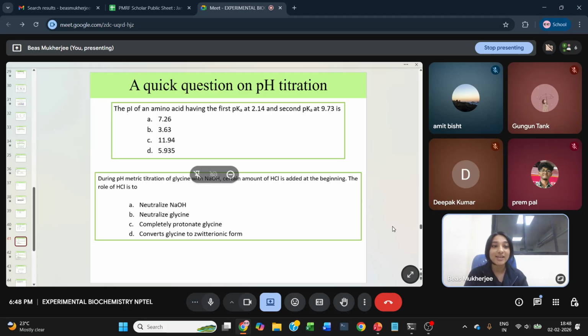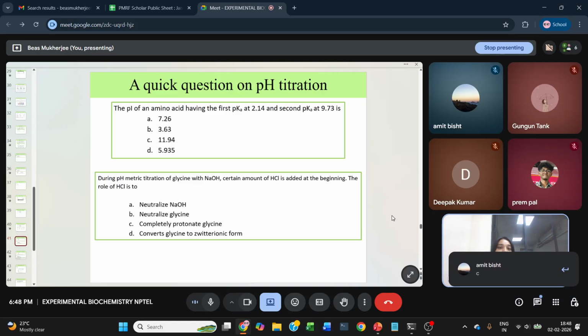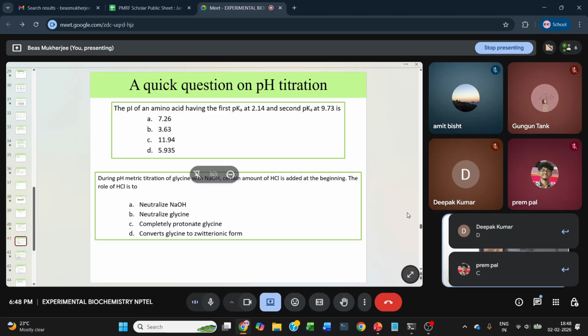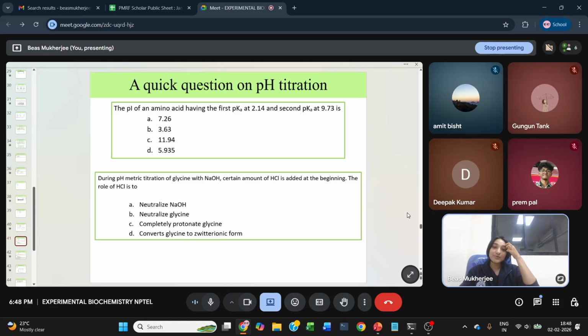Okay, so we have another question here. I've already got the answer, but I'll read out the question for you and you can answer it. The pI of an amino acid having the first pKa 2.14 and the second one 9.73. Very good, you all are answering very fast. Good.